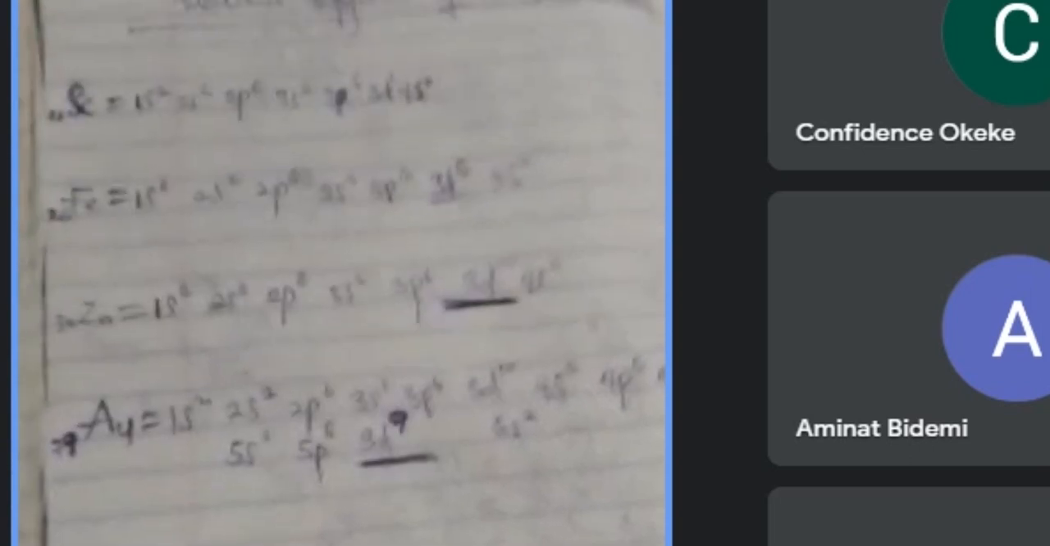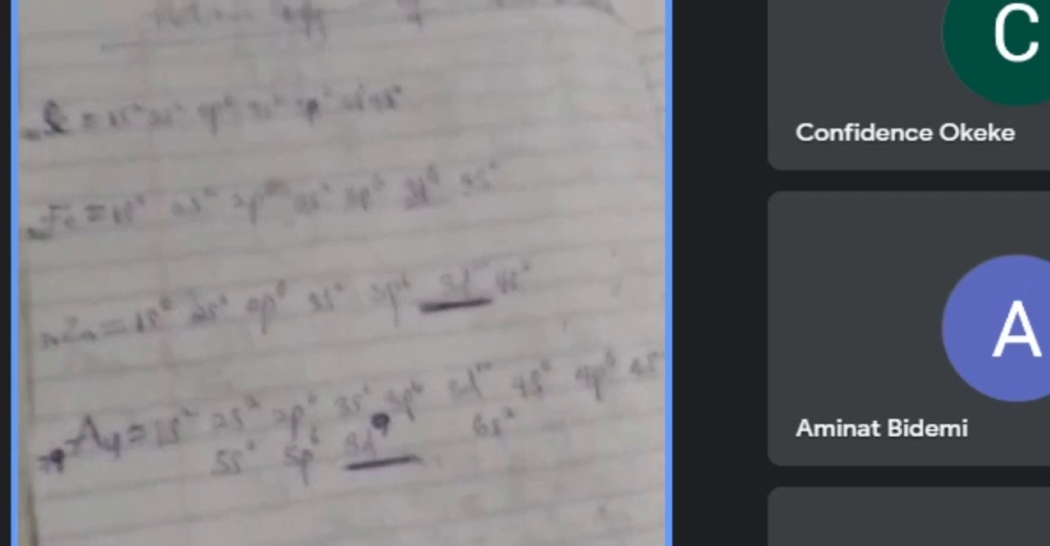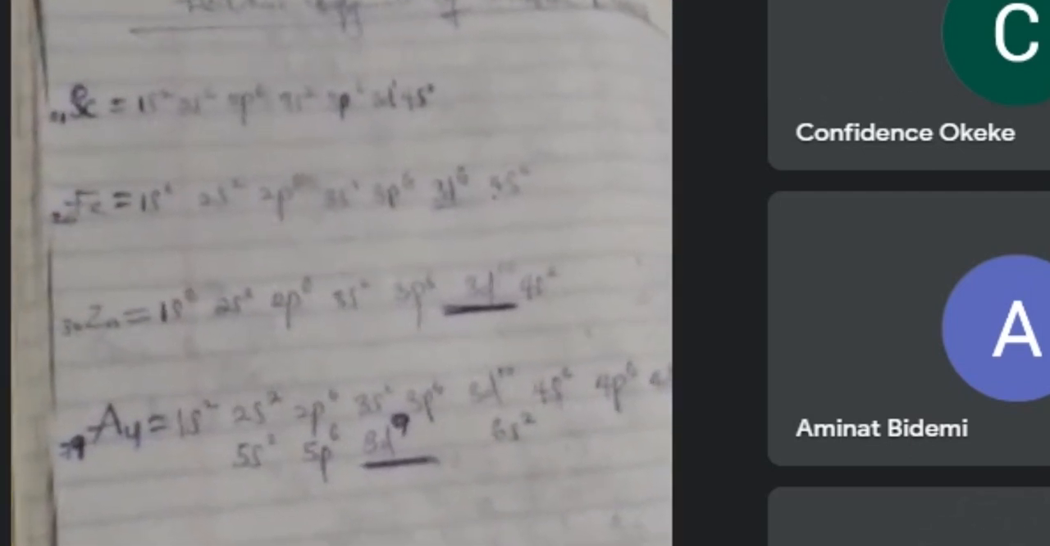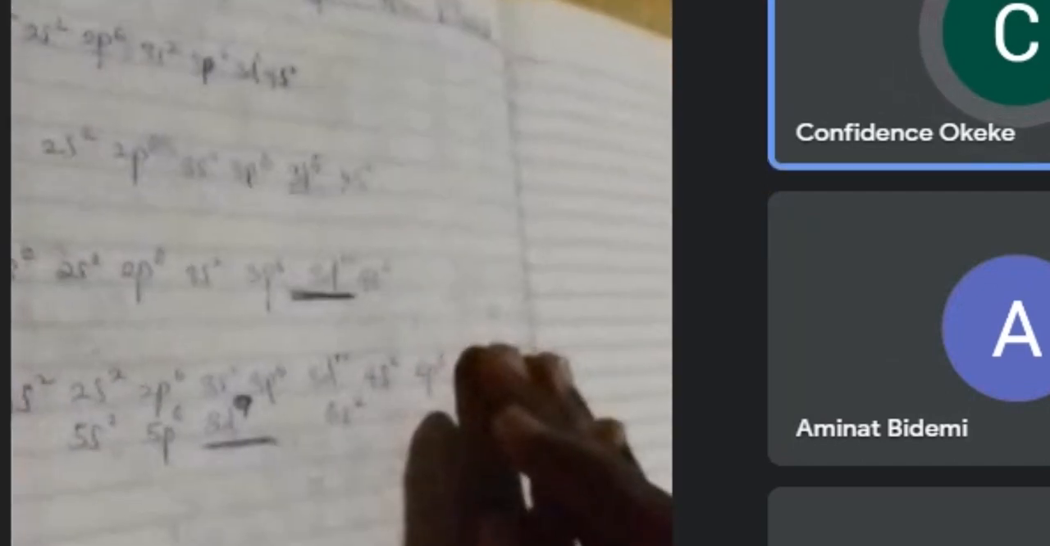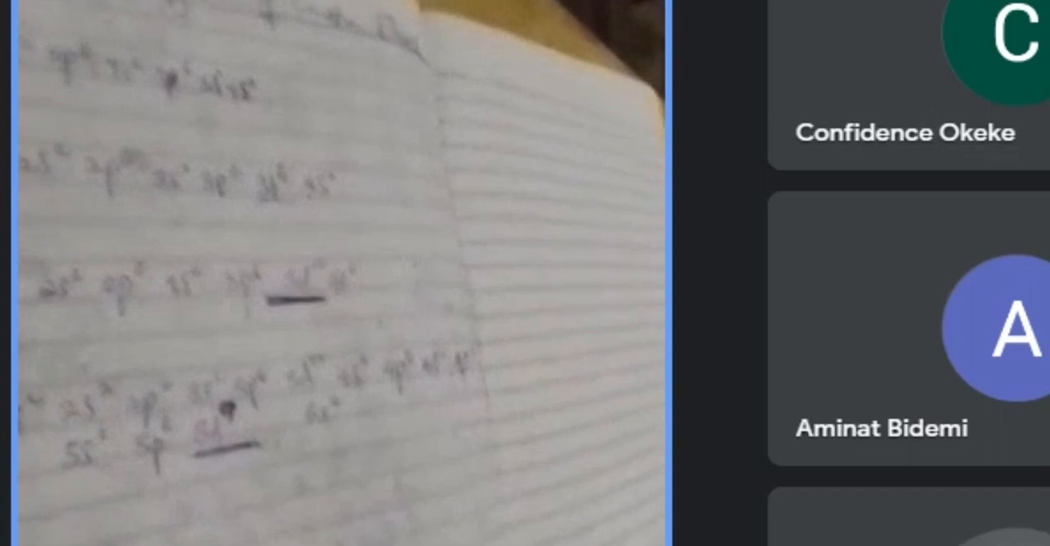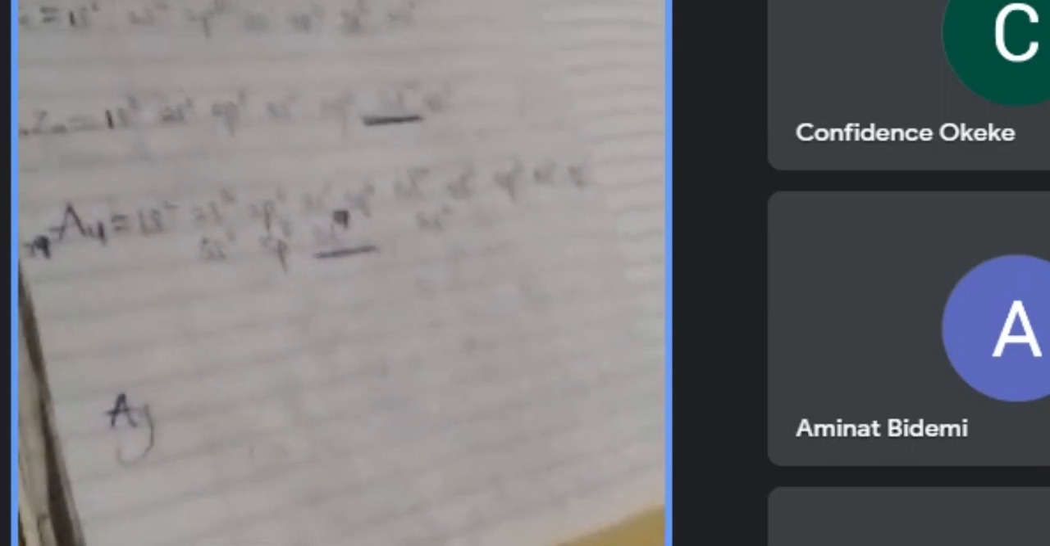One person should give me another element like that. Okay, Miss Josephine, do you want to give an element? The transition metal. Silver. Silver, Ag, Argentum. Silver is what? 47. Okay, 47. Thank you. Shall we go ahead now?